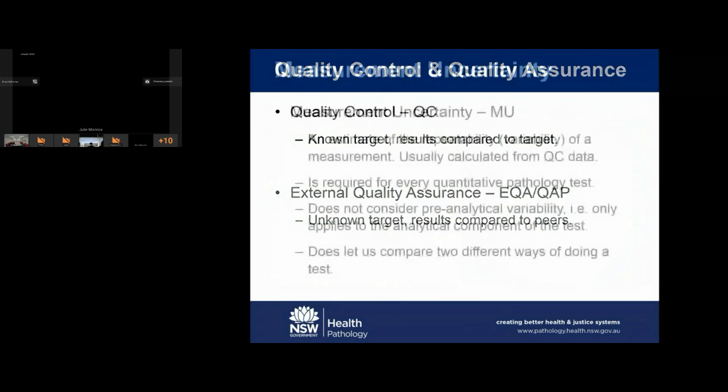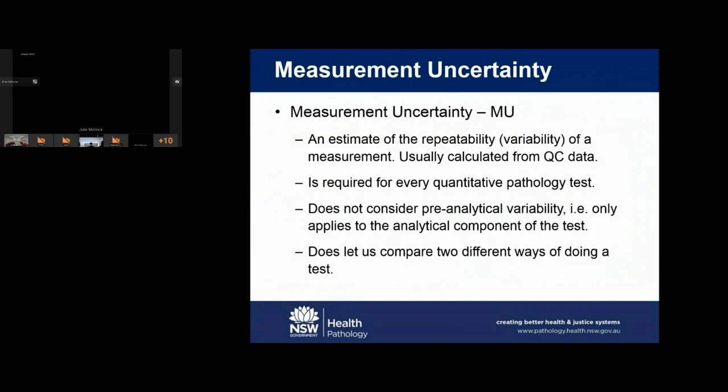Measurement uncertainty is a concept about an estimate of how repeatable a result is. It's a requirement that every pathology service or every pathology test that gives a quantitative result in Australia must have an MU calculated as an accreditation requirement. It doesn't take into account the pre-analytical variabilities that we're going to be discussing today. It's really only looking at the analytical concept, with a notable exception that we're about to find out. And for my talk, it gives me the advantage that I can compare two different ways of doing the same test.